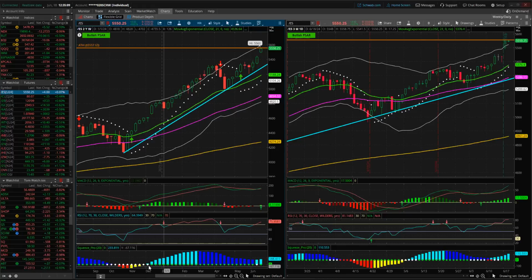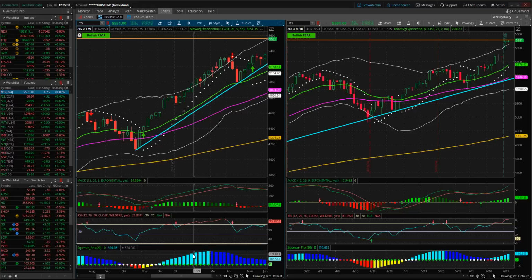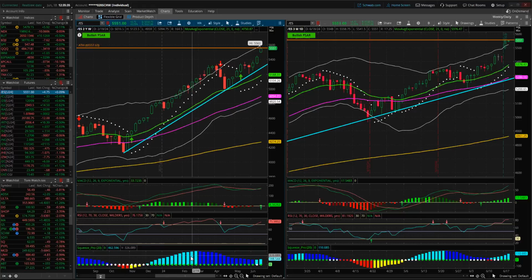But when it's white or red, for me, you're in a squeeze. As soon as it turns green, that means the squeeze is over. It's no longer squeezing, but the momentum has fired. The squeeze has actually fired. So you can see back here, we were in a nice squeeze. Boom, on this green bar, the squeeze fired. And typically 8 bars is how long it lasts on average. Doesn't mean it can't last longer.